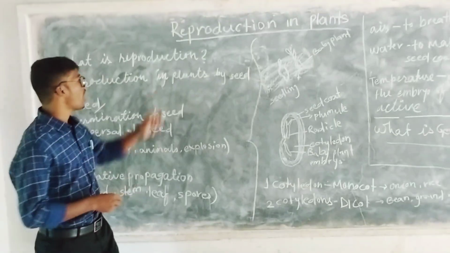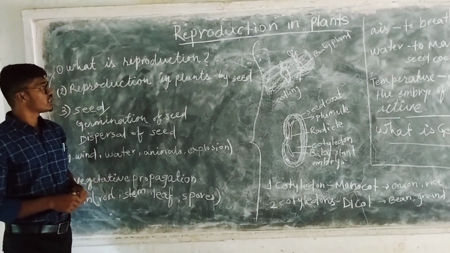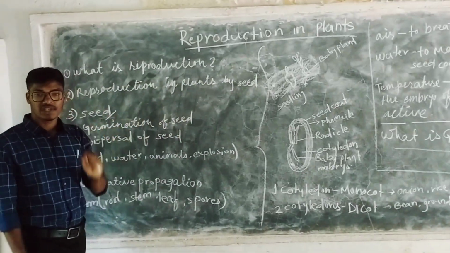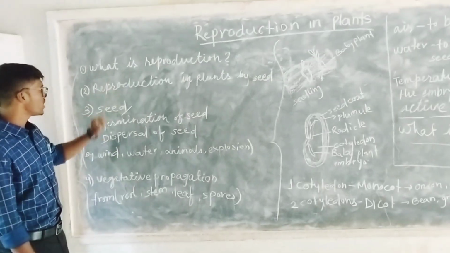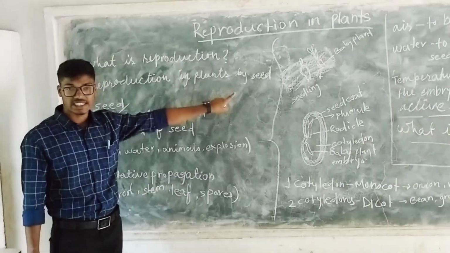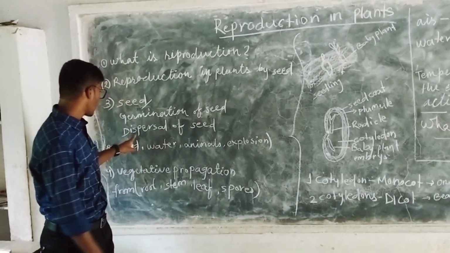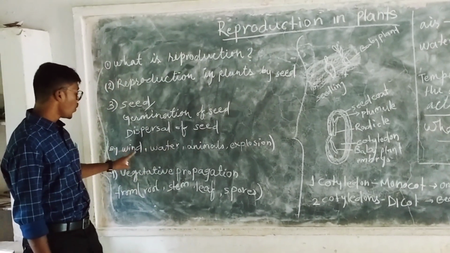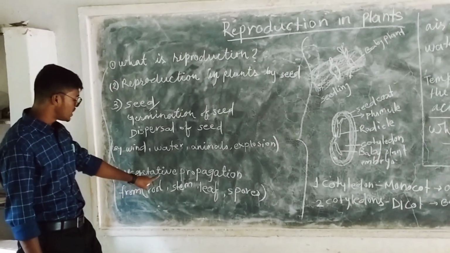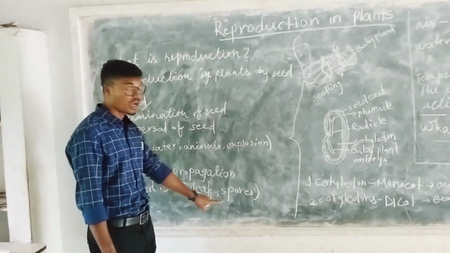Today I am going to teach you about reproduction in plants. Before that, today we are going to cover this chapter, and for that I have taken some points and I will explain about them. What is reproduction? Reproduction in plants by seed and germination of seed, dispersal of seed by wind, water, animals and explosion. And fourth one, vegetative propagation from root, stem, leaf and spore.